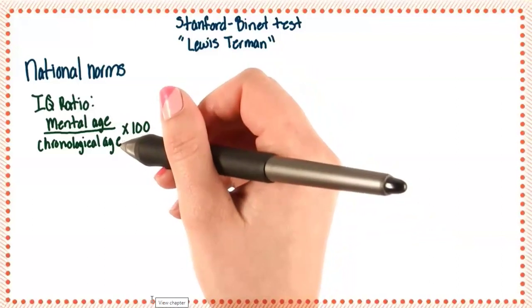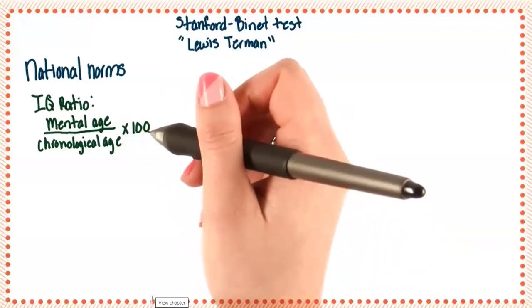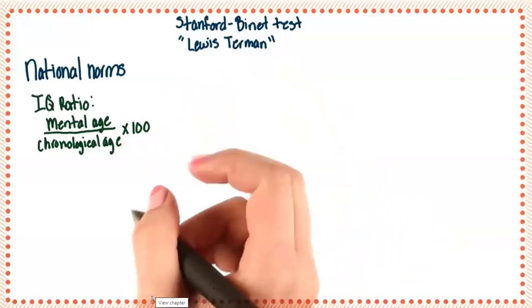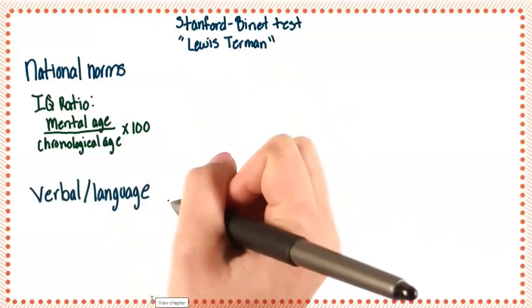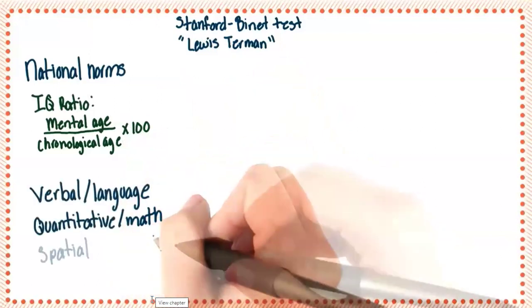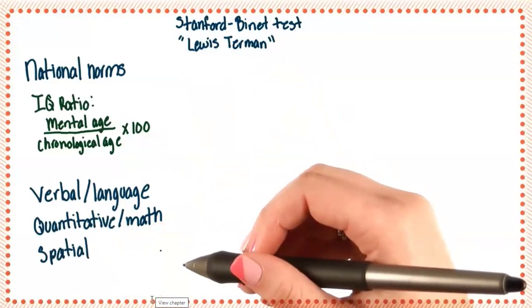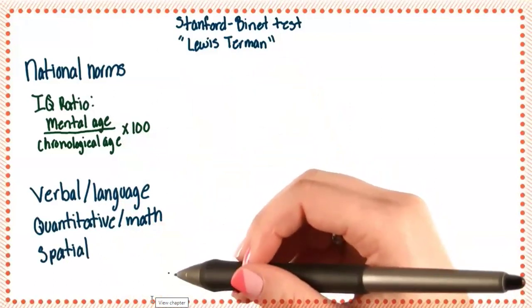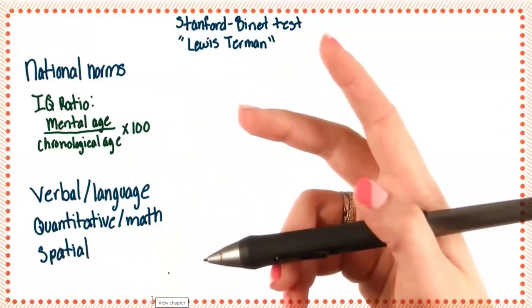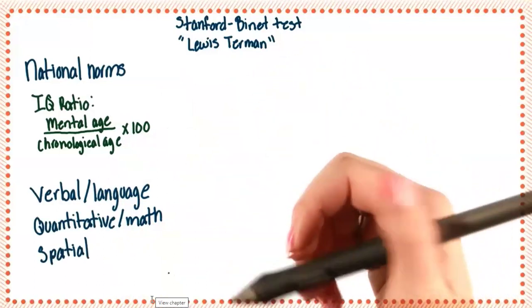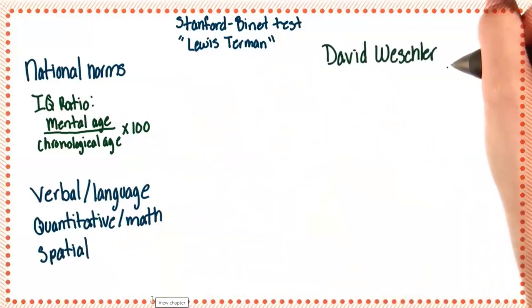Mental age over chronological age times the average, which is 100. The test focused on 3 main domains: verbal language, quantitative, or math, and spatial. One problem with the test, however, was that the questions they used were only for children and teenagers, so adult intelligence couldn't be measured.